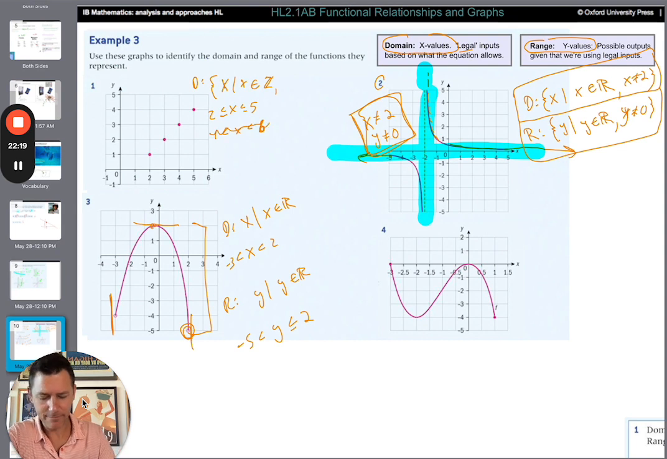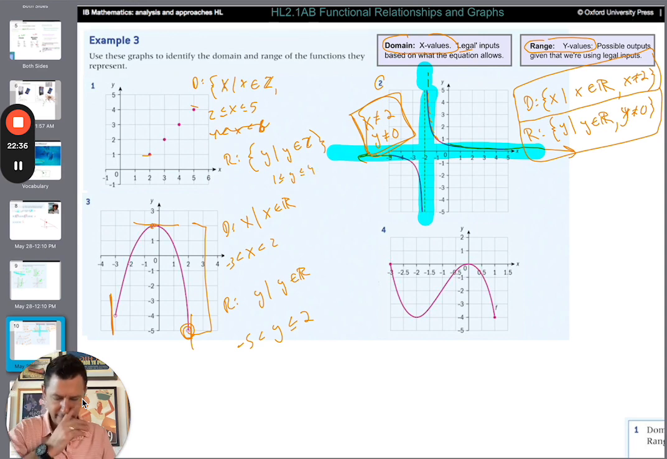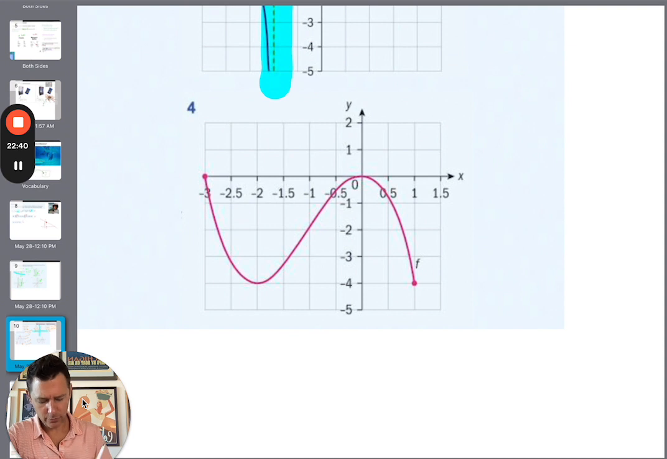This one's annoying, right? And then the range is the same thing. The y's such that y's are in the set of integers. And I want to go from 1 to 4. So you go from 1 to 4 inclusive. It works.